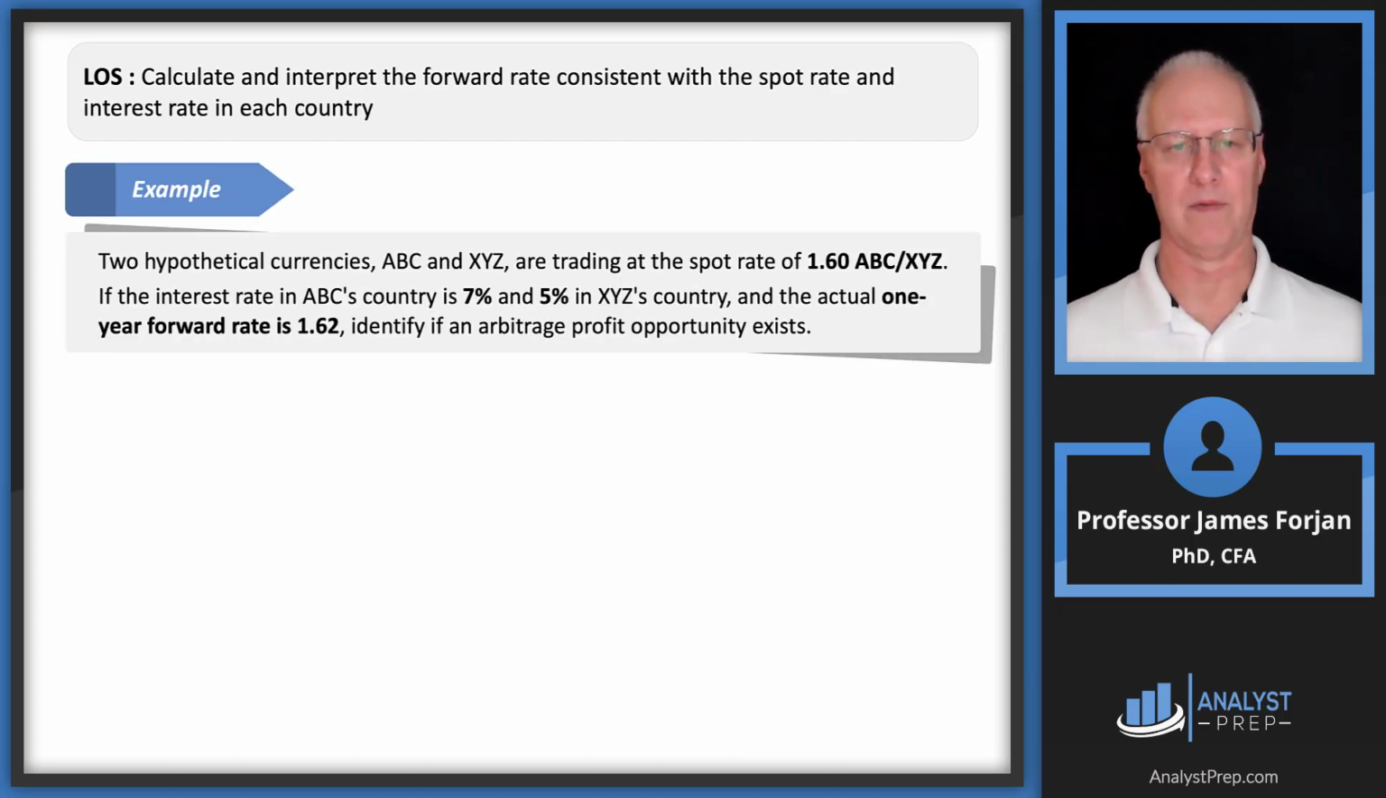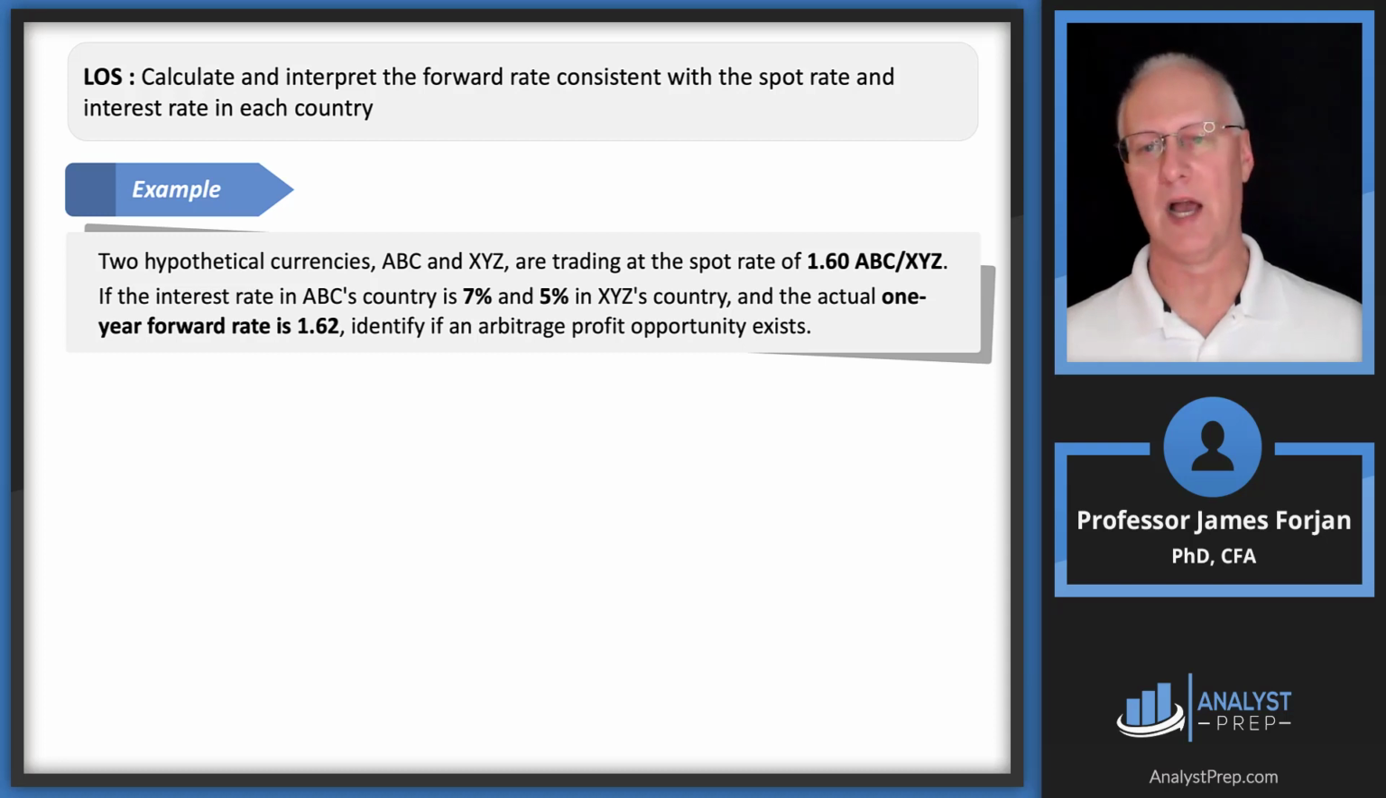And so here we have just a quick example that satisfies this calculate portion of the LOS. So we have two hypothetical currencies, the beginning of the alphabet and the end of the alphabet. So there it is, 1.6. The beginning of the alphabet has an interest rate of 7%. The end of the alphabet has an interest rate of 5%. The 1 year forward rate is 1.62.